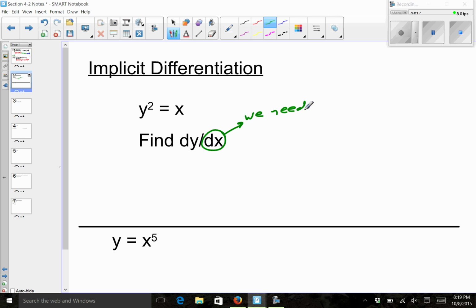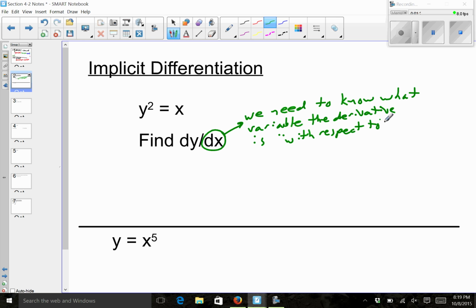So we need to know what variable the derivative is with respect to. And the reason for that is anything that's not this variable, we have to treat like a function. So any other variable is a function, and we need the chain rule on it.